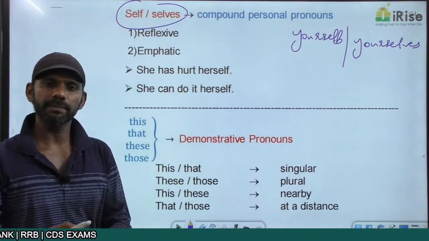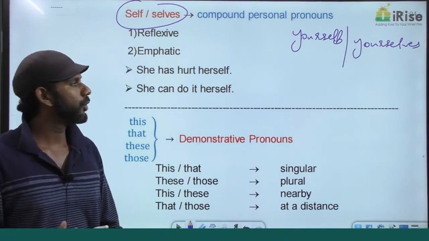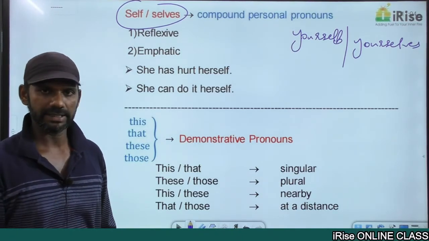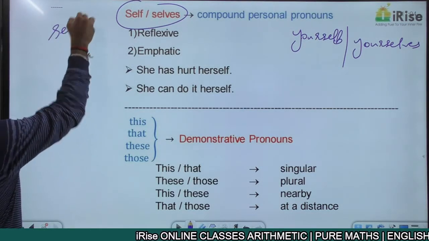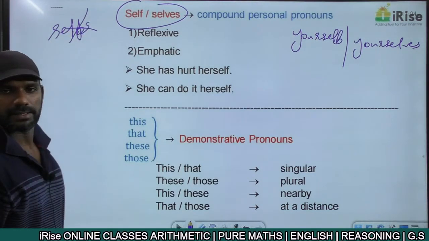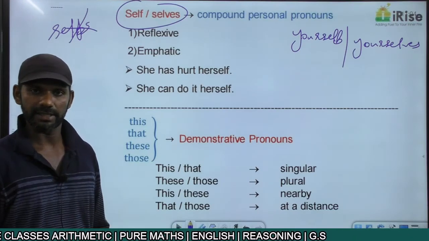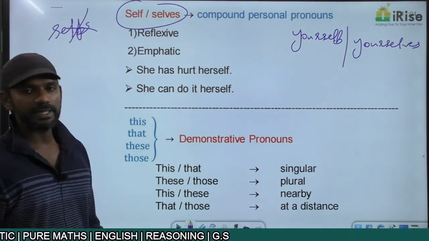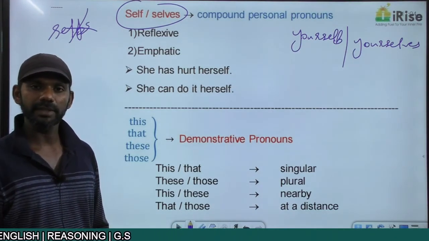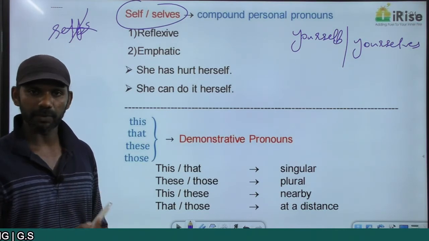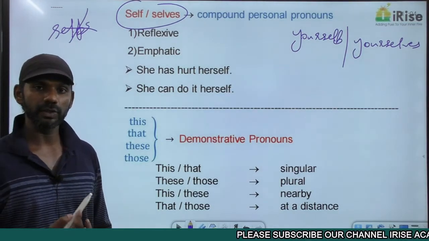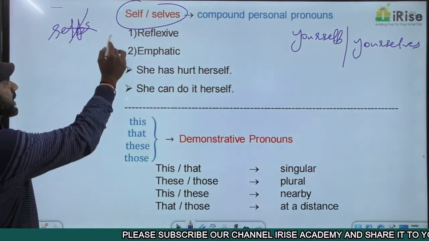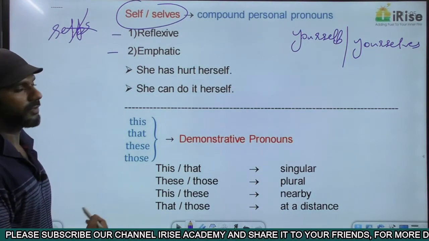If I'm referring to one person, it must be yourself. More than one must be yourselves. Both are correct. Now there is nothing like 'selfs'. Sometimes the error will be like this. It must be self or selves. Self or selves pronouns are termed as compound personal pronouns. Now, compound personal pronouns can be divided into two. One is reflexive and the other one is emphatic.